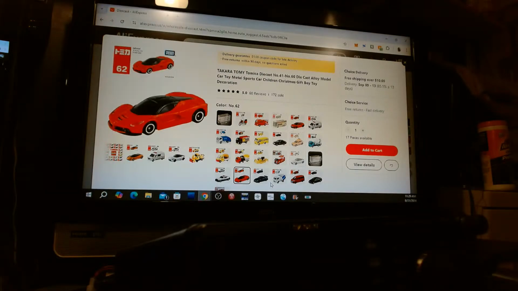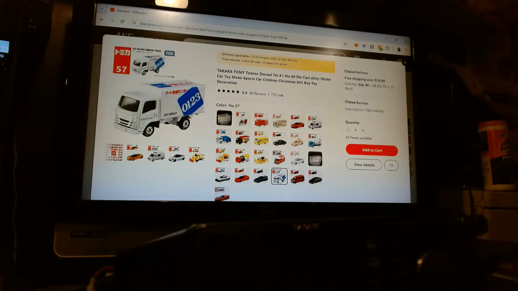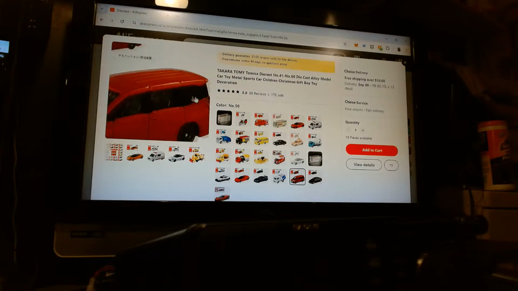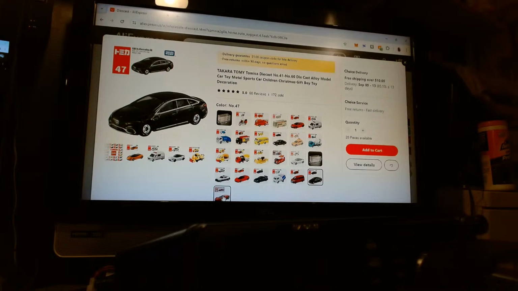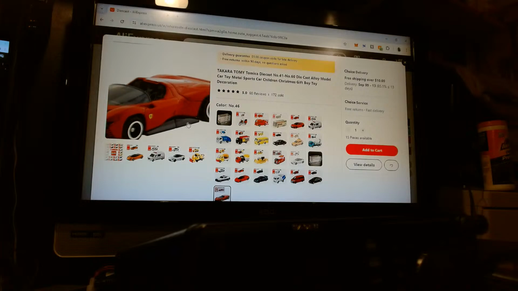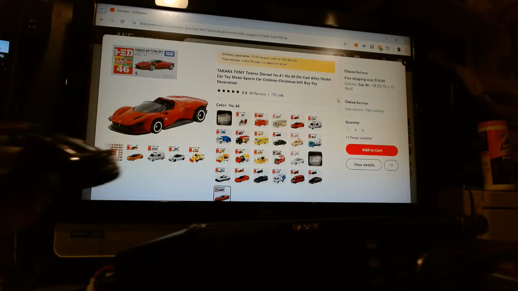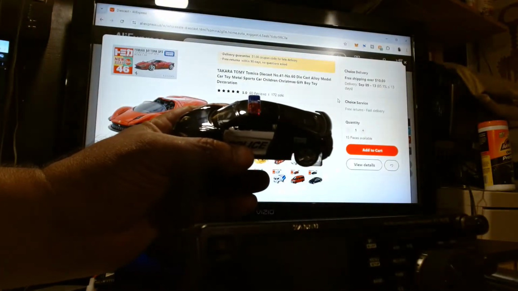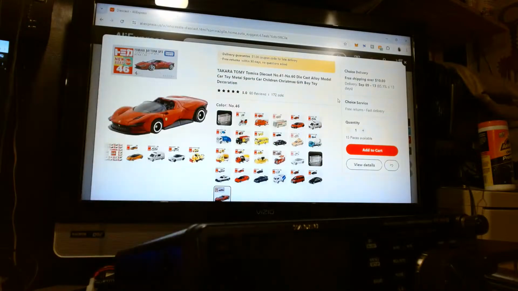This is a Ferrari. Very important when you order this stuff online to pay attention to the scales. Like this Ferrari's 1/62 scale, as opposed to, what is this brand that I have here? RMZ City vehicle like this. This is 1/24 scale. This is a lot bigger. Okay, a lot more detail on these.